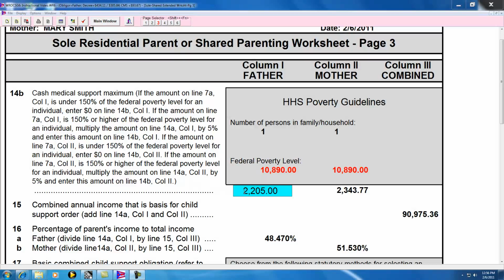Now, in the event that line 7A is greater than 150% of the federal poverty level, then multiply the amount on line 14A, the adjusted annual gross income, by 5%. That's the cash medical support maximum. Therefore, the amount on line 30 cannot exceed this amount. In the case of this father, that amount is $2,205.